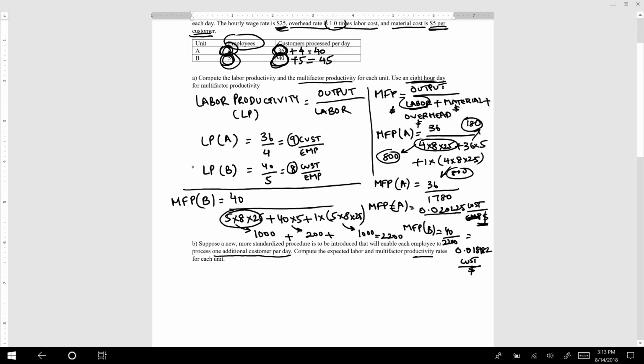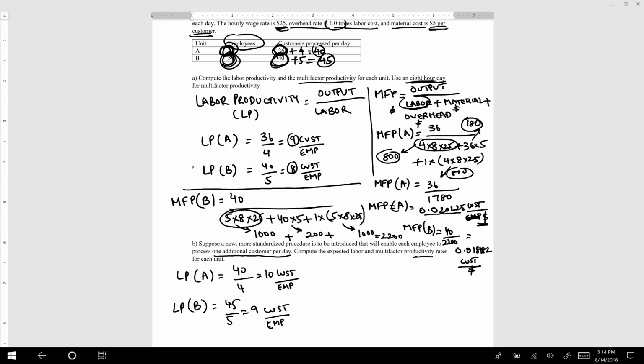So the labor productivity for unit A would be, now we have a new output which is 40 units, however our number of labors is still 4, so it will be 10 customers per employee. So this means each employee will now be able to process 10 customers. Again, labor productivity for unit B, it would be 45 divided by the number of employees, which is 5, so 9 customers per employee.